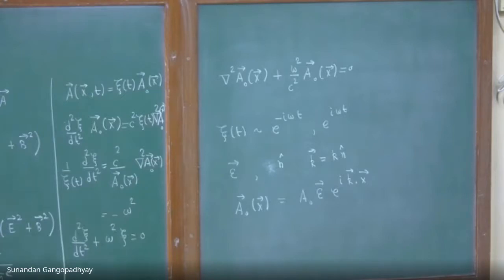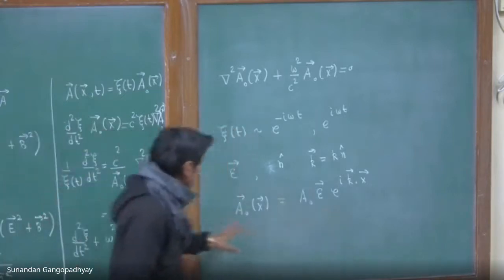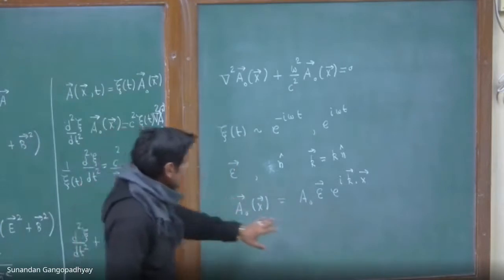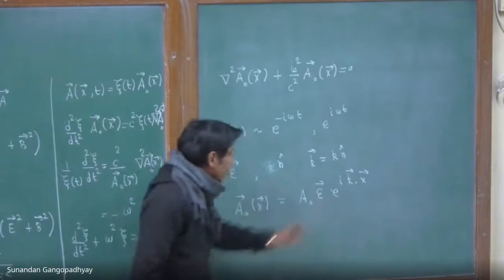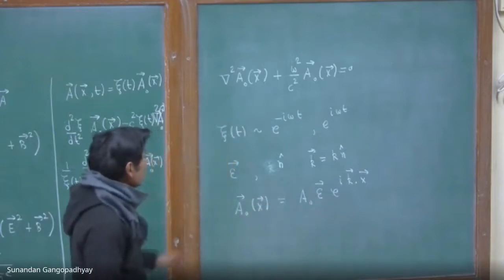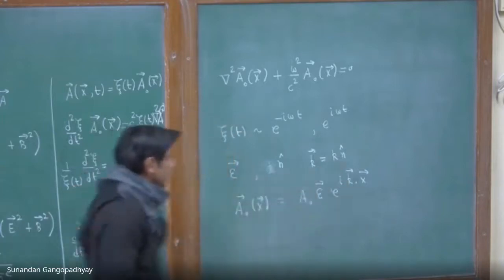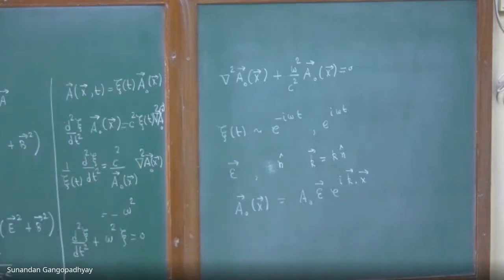Okay, so this basically tells you that the electromagnetic wave is a plane wave. It has a polarization epsilon vector and it is moving in the direction n cap. So you have this thing, and now you can therefore write down the full solution of this wave equation that you have. The full solution of this wave equation is the following.